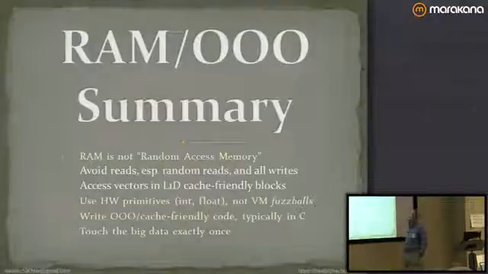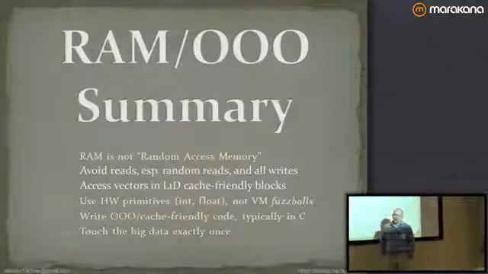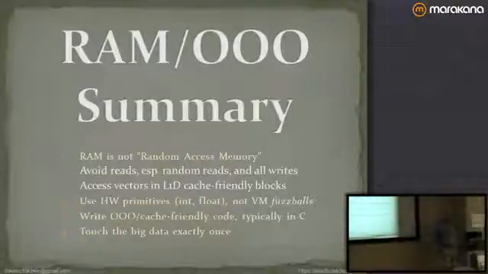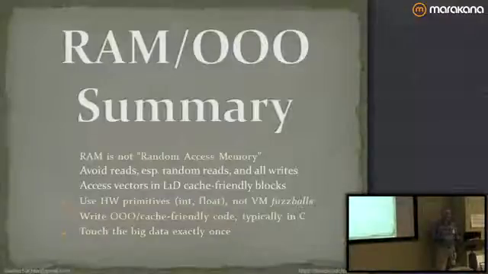So what does all this tell us? It says that RAM is not really random access memory anymore. It's not true that all locations take the same amount of time to access. It depends on where you're accessing them and how recently adjacent locations have been accessed, pulling the thing you want into the cache.